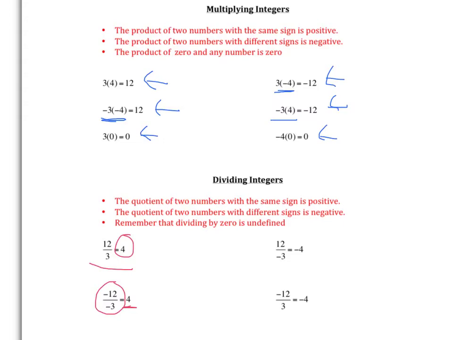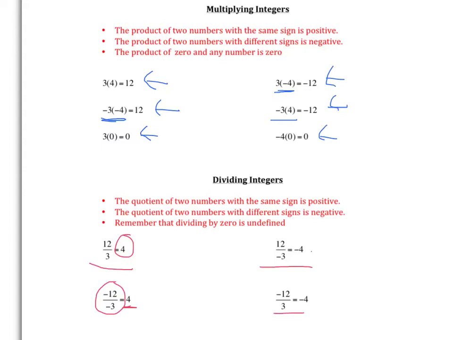And when I have different signs, whether it's a positive divided by a negative or a negative divided by a positive, I will end up with a negative quotient. You can see that here with 12 divided by negative 3, I get negative 4, and here I have negative 12 divided by 3 and get negative 4.